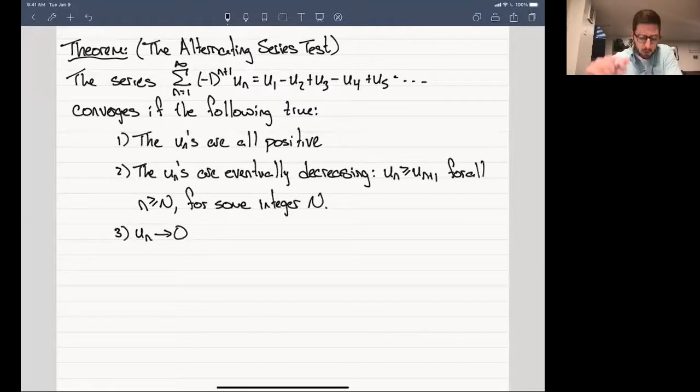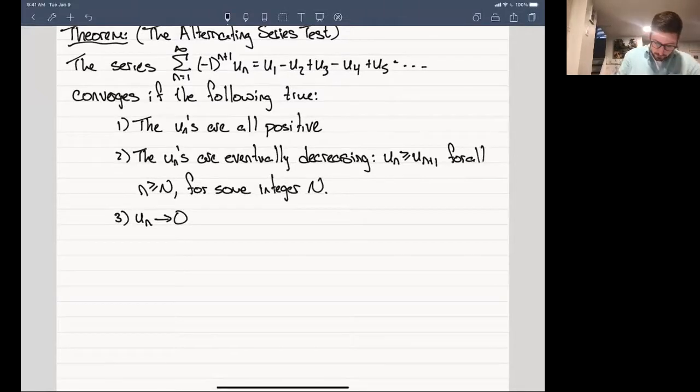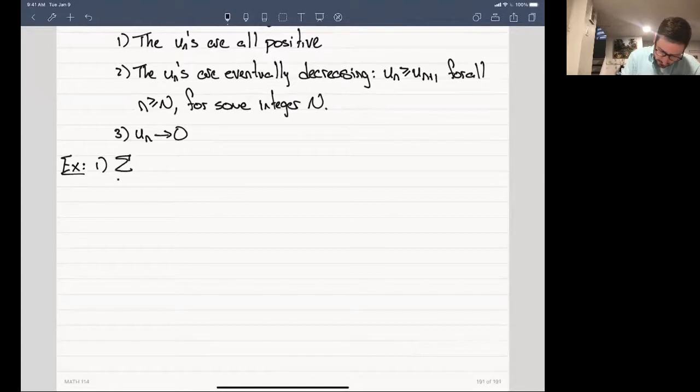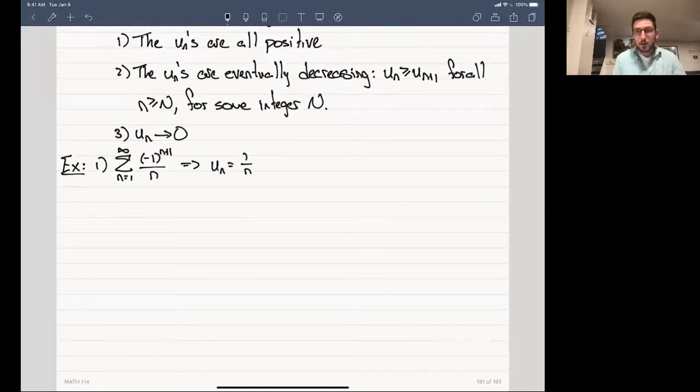Okay, so how can we use this to check if the alternating harmonic series converges or diverges? Well, let's look at an example. So the first example, the application of this, the alternating harmonic series. So the sum from n equal 1 to infinity of (-1)^(n+1) divided by n. This implies that u_n is equal to 1 over n.